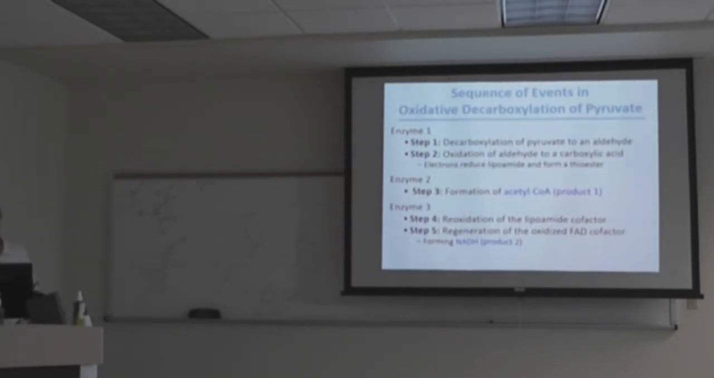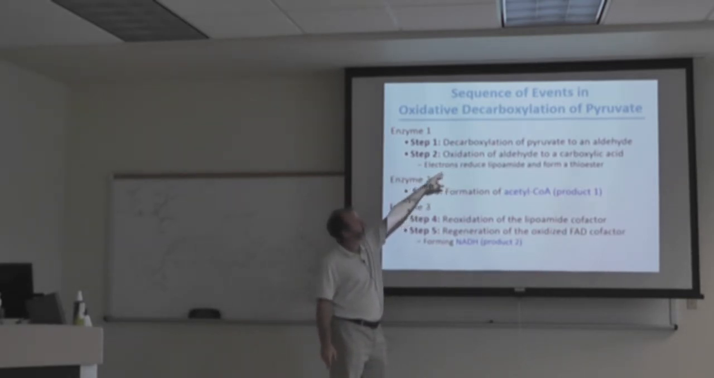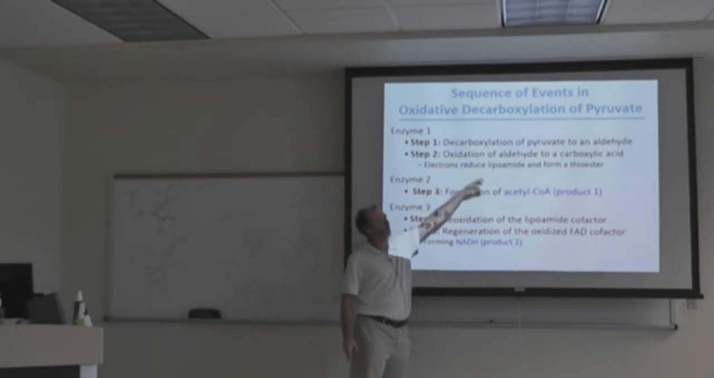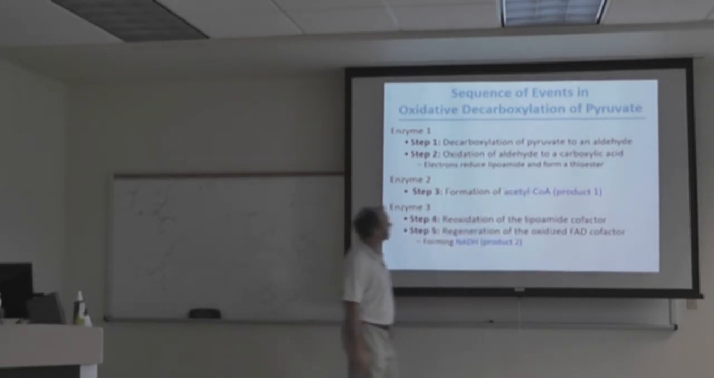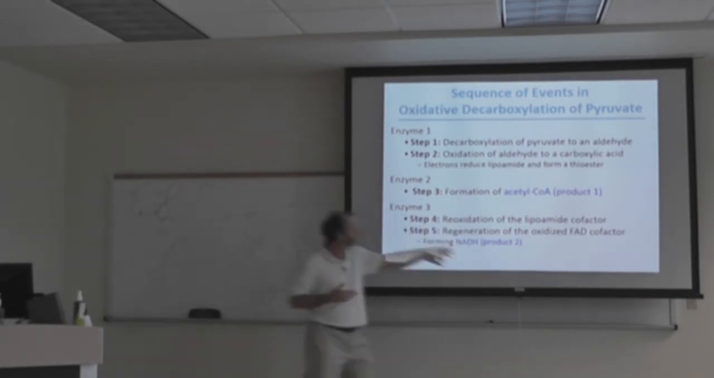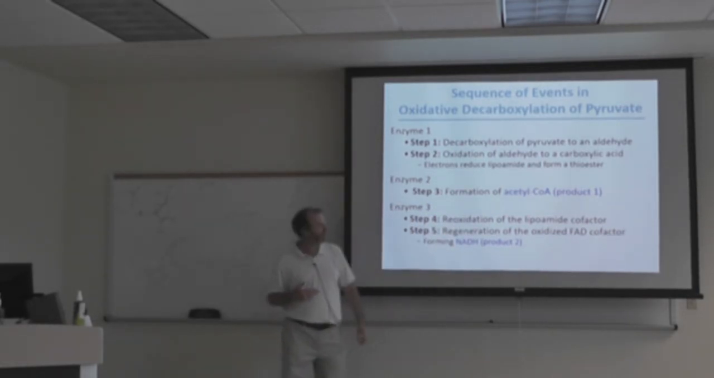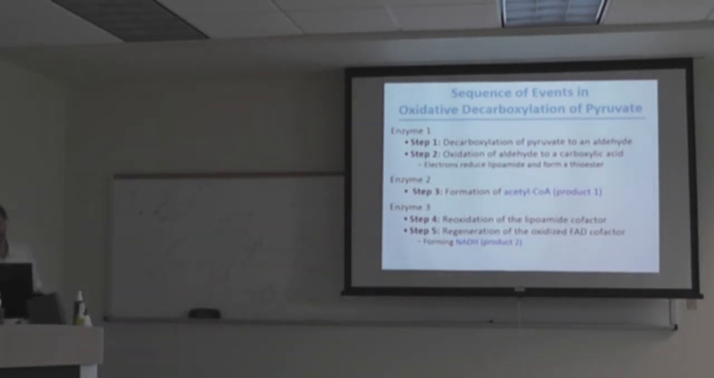So the sequence of events in oxidative decarboxylation, we just went through all of these. First, decarboxylation of pyruvate to the aldehyde, the acetaldehyde. Next is oxidation of the aldehyde to a carboxylic acid, and those electrons reduce lipoamide and form the thioester. Now you have a thioester, it can be transferred to form acetyl-CoA, and then you have to reoxidize the lipoic acid. And in the process, you generate an FAD cofactor, which will ultimately transfer those electrons to NADH.